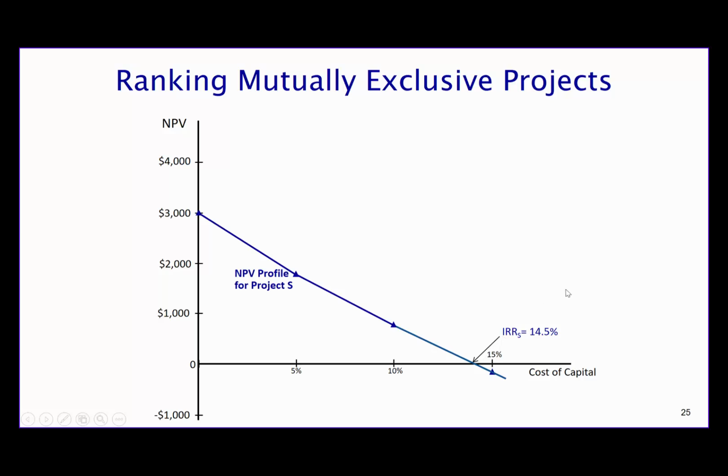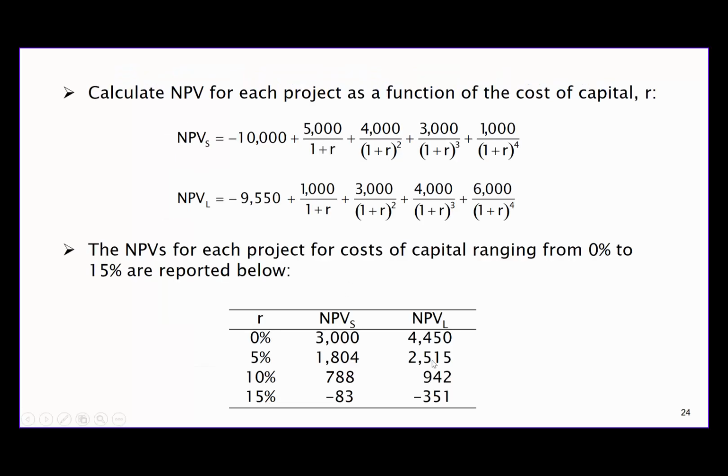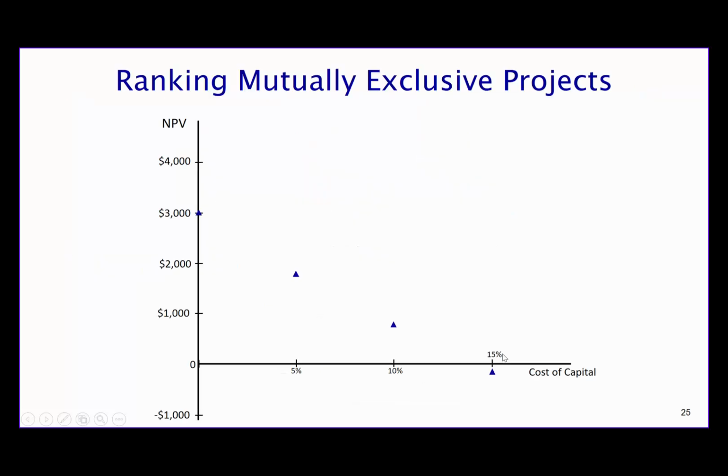Okay, now we do the same thing for project L. Here at 0%, it was 4,450. Let's go back a second. At 5%, it was 2,500. That's about where that point is there. You can pause this or go back and look if you want to. Those are the next 4 points.